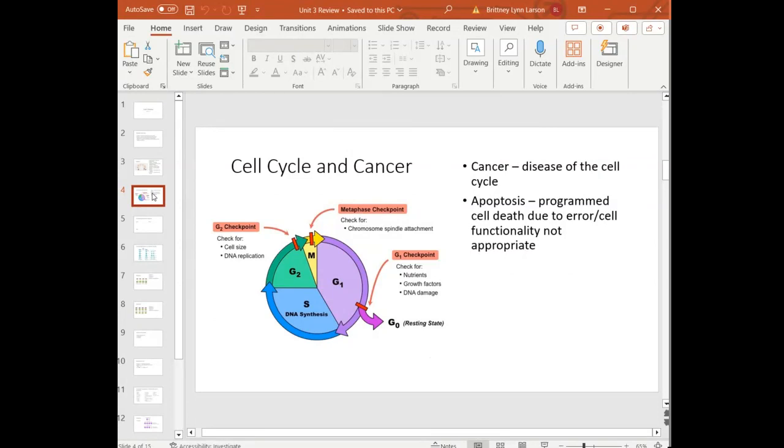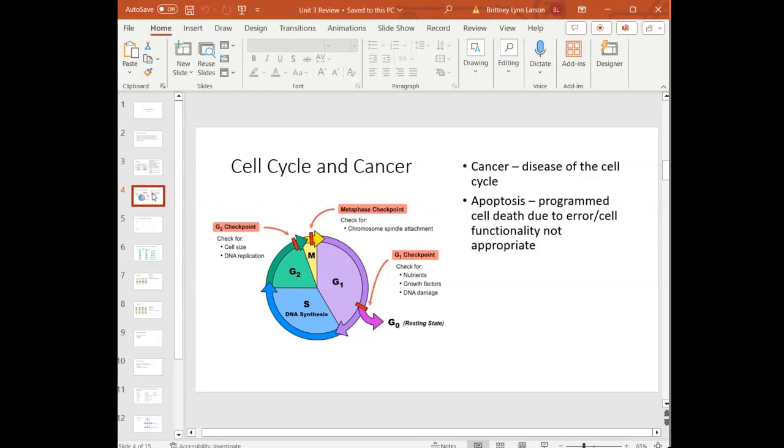And then there's a checkpoint in G2 that is making sure that the cell is the right size and that the DNA replication was correct. DNA makes mistakes all of the time. We're going to talk about those mutations in chapter 11, but understand that when you proofread a paper, you're going to catch spelling mistakes, simple things like inverting the H and E in "the" and writing "teh", absolutely a thing that happens in DNA. So it gets checked in that G2 checkpoint.